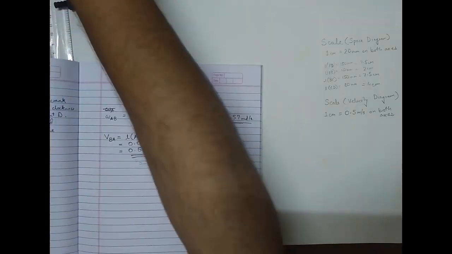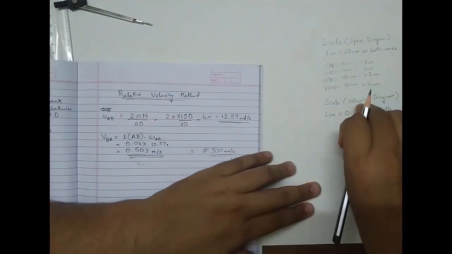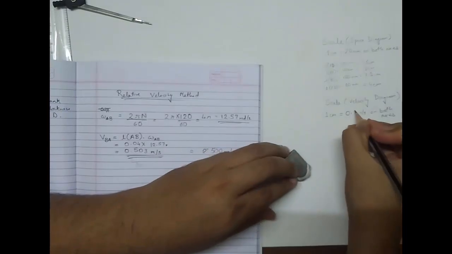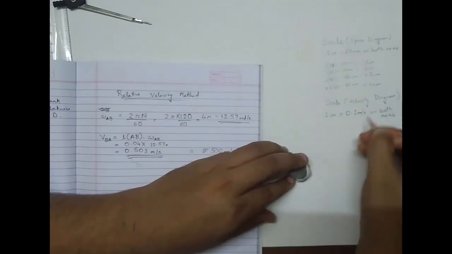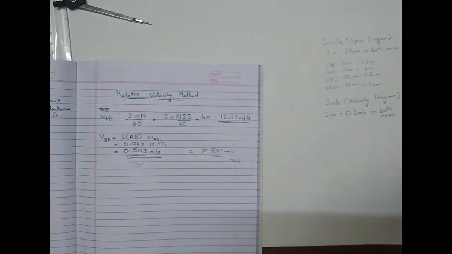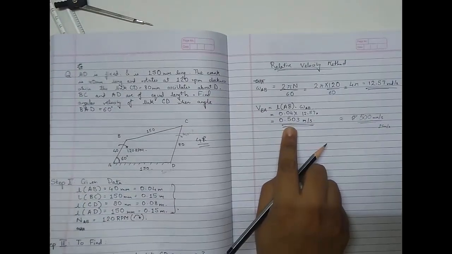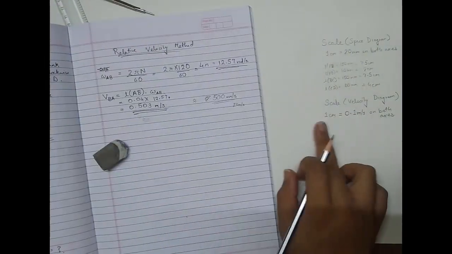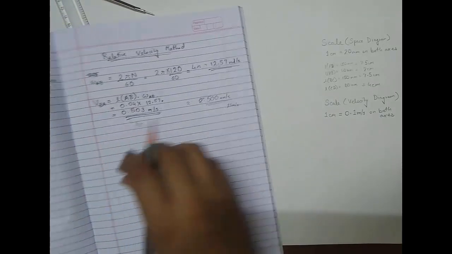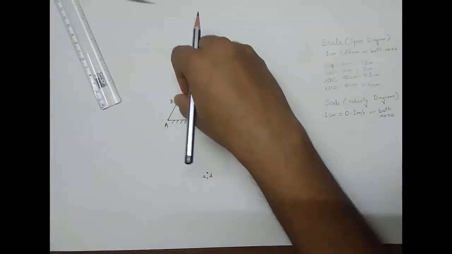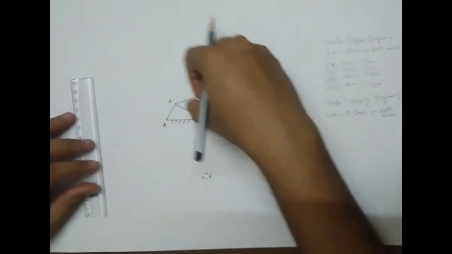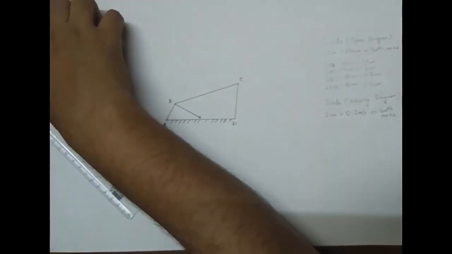Sorry, 1 centimeter is equal to 0.1 meter per second. 1 centimeter is equal to 0.1 meter per second on both axes. So in this case, my velocity is 0.5 meter per second. So it will become 5 centimeter. And in which direction? It will be in this direction, perpendicular to AB.